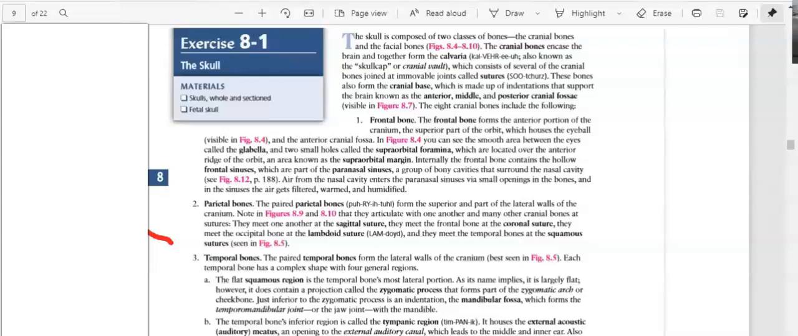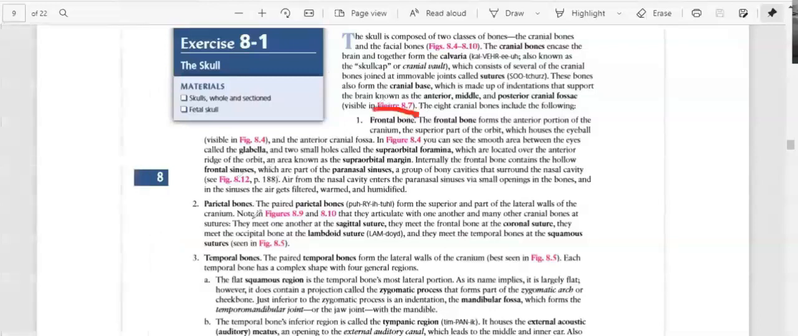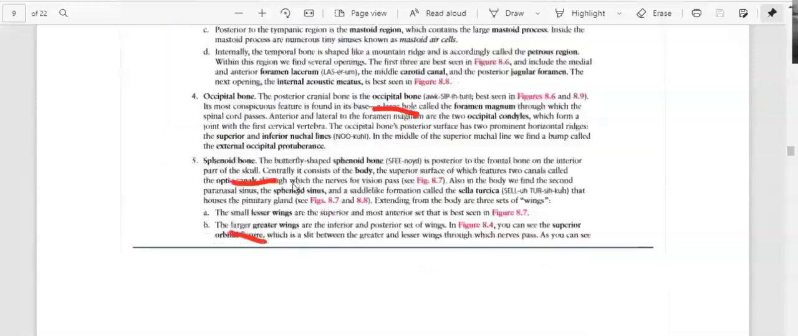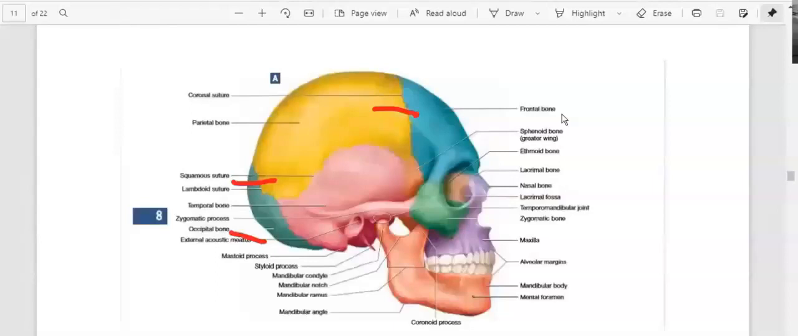Axial skeleton. We are going to start with the skull. So in our skull, we're going to have multiple different bones. They're going to be frontal bone, parietal bone, temporal bone. Right, so let's take a look at that. So if we scroll down right here, what bones are going to make up our skull?